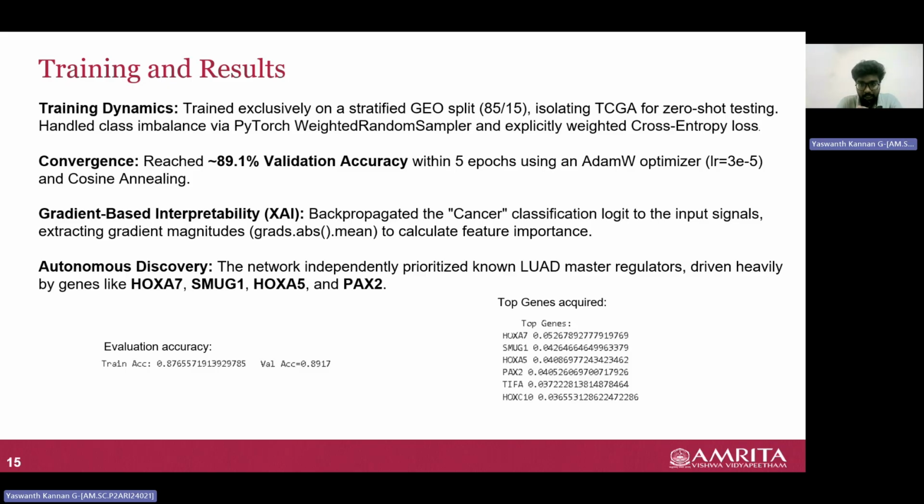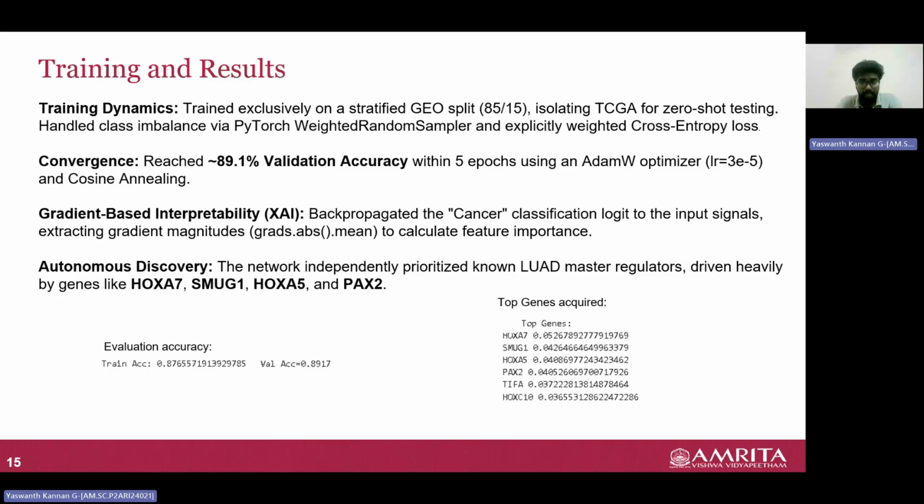To handle the class imbalance between the cancer and the normal data, we use a combination of weighted random sampling and weighted cross entropy loss function, in order to ensure that the model does not become biased towards the majority class, which is cancer.